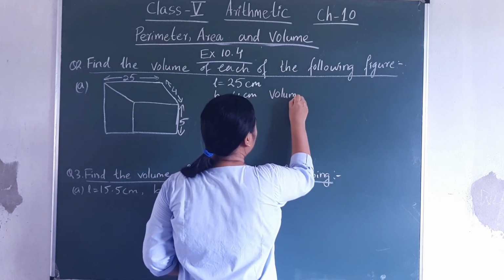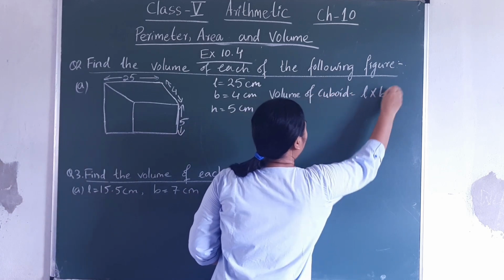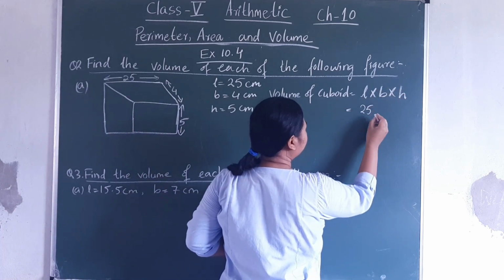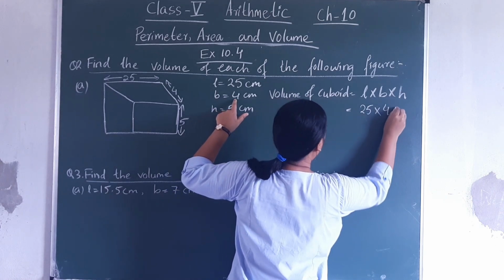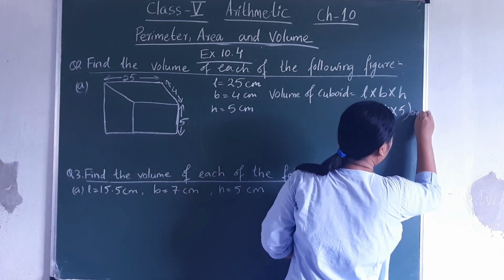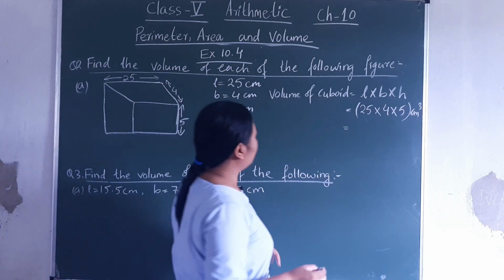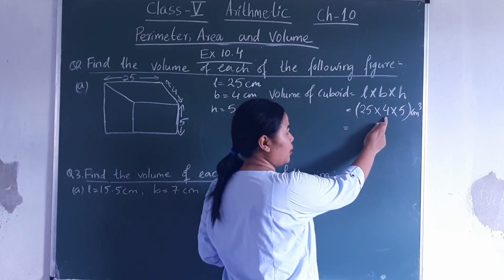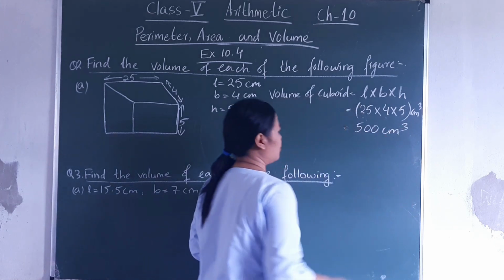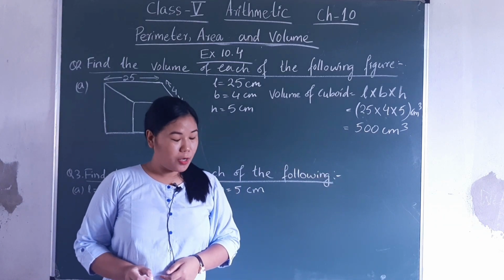So volume of cuboid, what is the formula? Length into breadth into height. Now length is 25, breadth is 4, and height is 5. Since centimeter 3 times, so centimeter cube. Next, 25 times 4 is 100. 100 multiplied by 5 is 500 centimeter cube. So the volume of this cuboid shaped box is 500 centimeter cube.